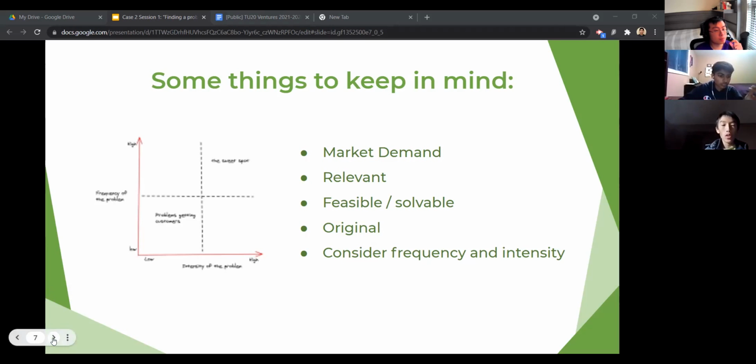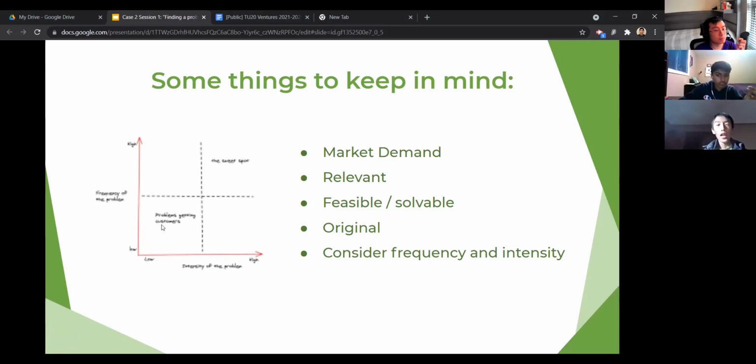You should also consider if it holds originality. So it should be unique and can be differentiated from your competitors, and also has frequent and intense implications.